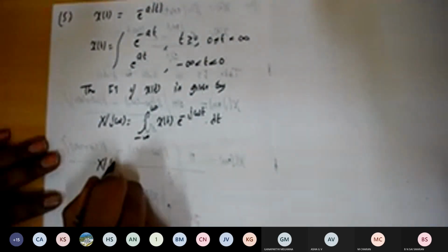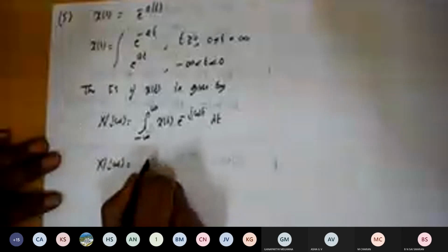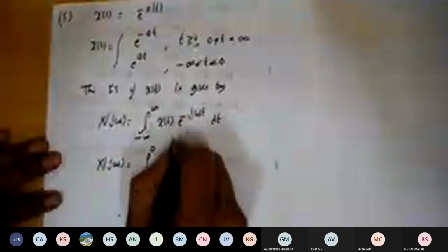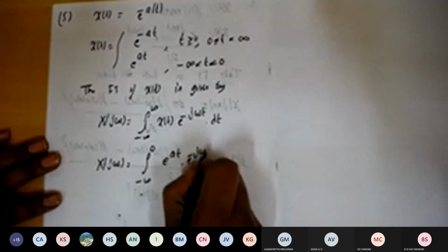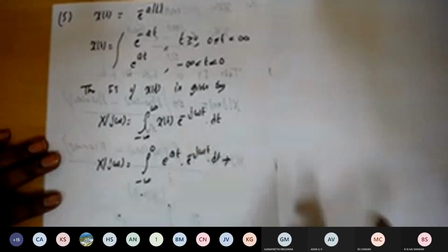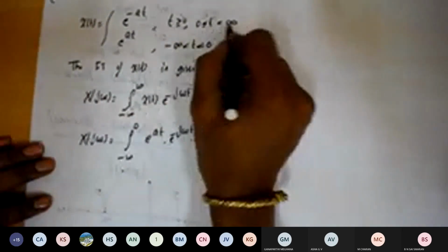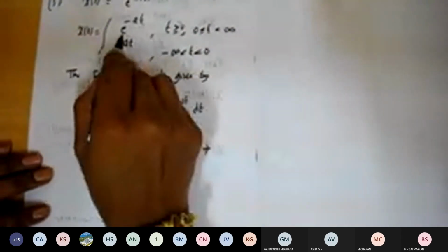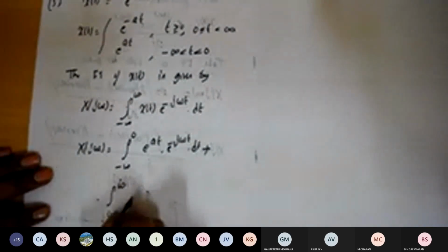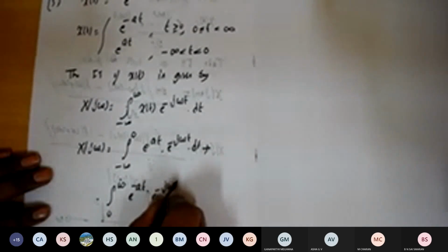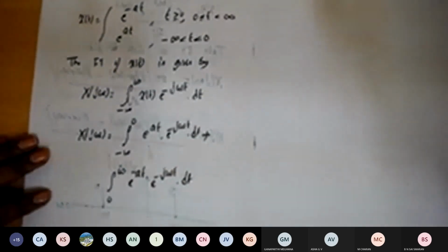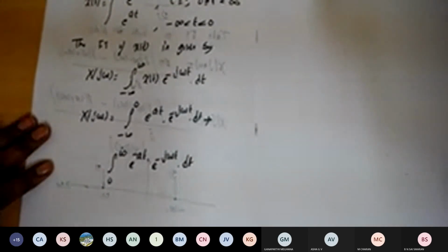So X of j omega will become: one integral I am splitting from minus infinity to 0, where the value of x of t is e to the power of at, into e to the power of minus j omega t into dt, plus the second integral from 0 to infinity, where x of t takes the value e to the power of minus at, into e to the power of minus j omega t into dt.